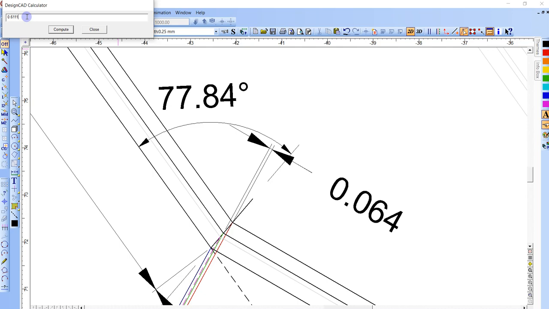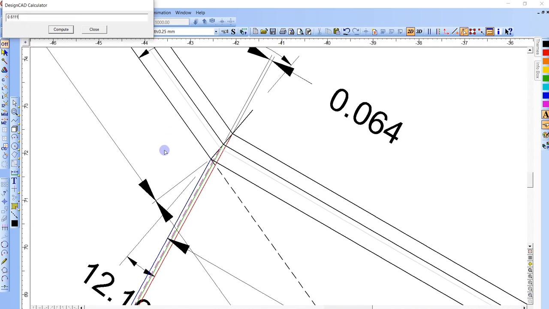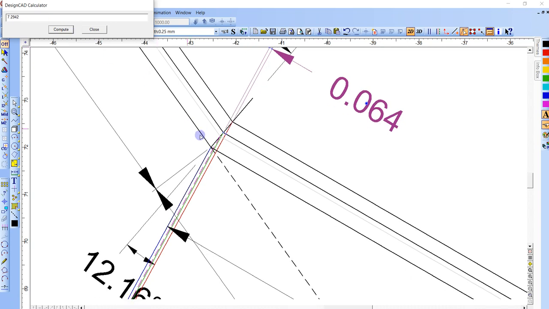Not 0.6? I have a hard time believing that. That's arc tangent. Oh yeah, because it's 0.06 and it's in feet. So our tangent, 0.064 divided by 0.5, because it's 0.5 feet. All right, so yeah, there's 7.294 degrees.